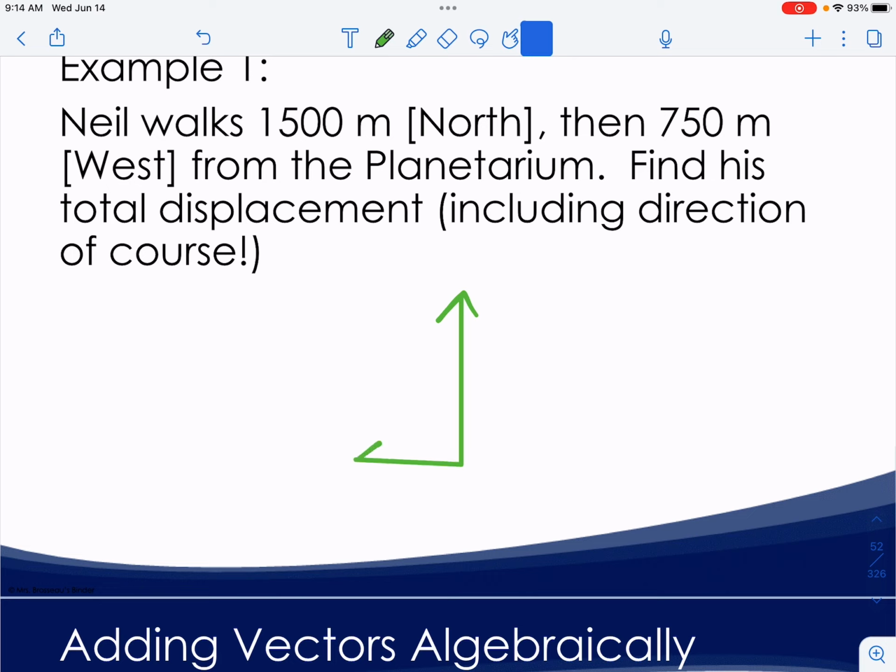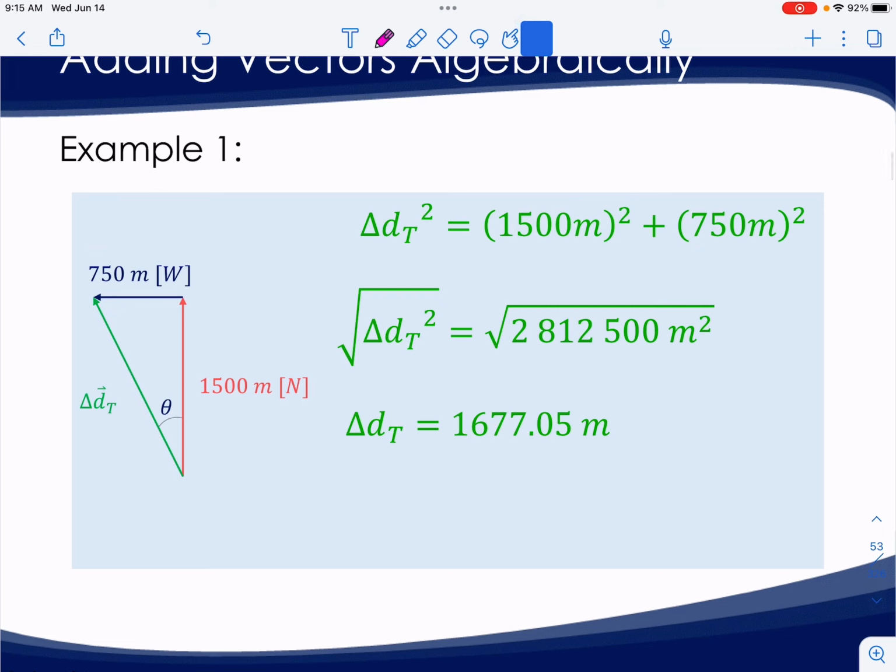And this is obviously just approximated. Find his total displacement, including direction, of course. So the resultant vector would look something like this. I should have drawn this, excuse me. I did that incorrectly, because he didn't walk back to the beginning, he then walked like this. So the resultant vector would then be like this. Okay? So you can see here we have 1,500 meters north, 750 meters west, and we're looking for the resultant vector here.